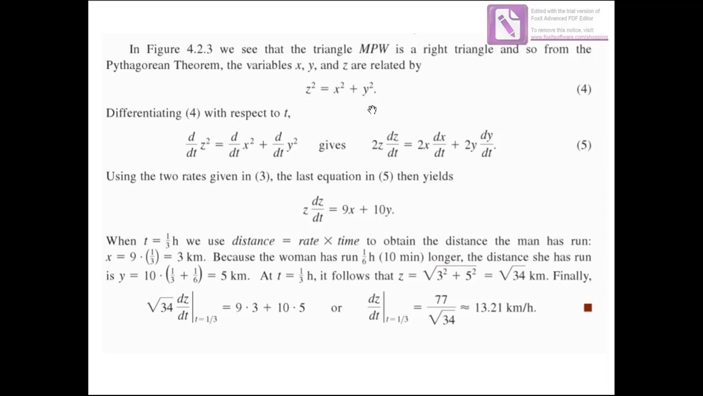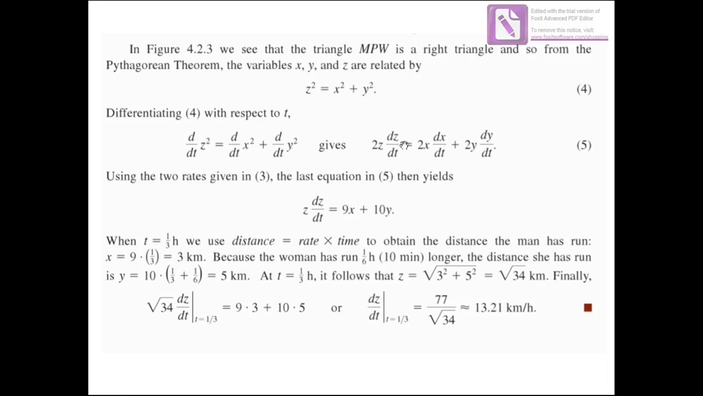Now we make the relation between the variables. We need to differentiate all the function with respect to t. So here we add d over dt of z squared, d over dt of x squared, d over dt of y squared. The derivative of z squared will be 2z dz over dt is equal to. The derivative of x squared will be 2x dx over dt. The derivative of y squared will be 2y dy over dt.